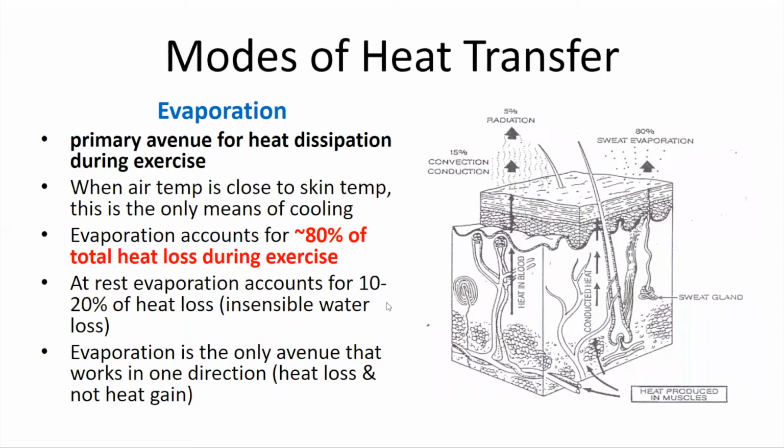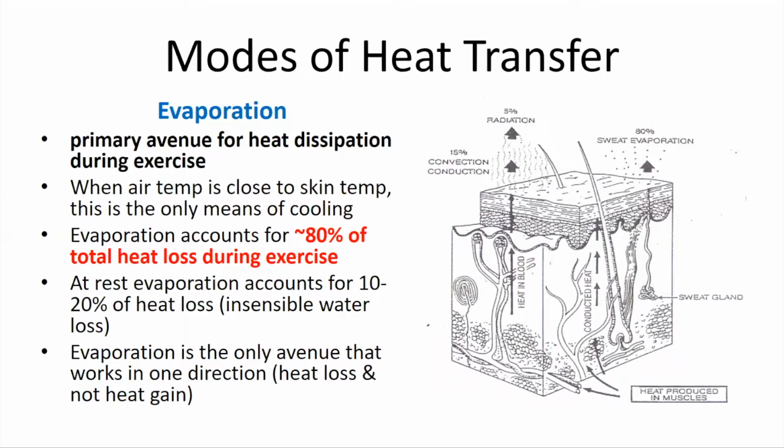Evaporation is a primary avenue for heat dissipation during exercise. And unlike the other modes of heat transfer, evaporation only goes one way, where evaporation only helps us to lose heat. We cannot gain heat through evaporation. So basically what evaporation is, is sweat, and then as the sweat evaporates or dries from our skin, it provides a cooling mechanism. And this is our primary way of heat dissipation during exercise.